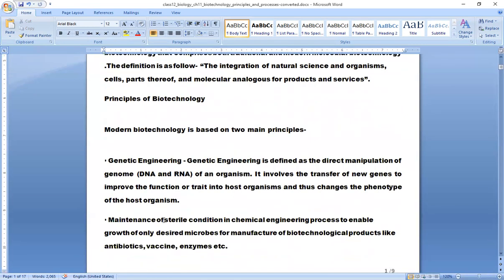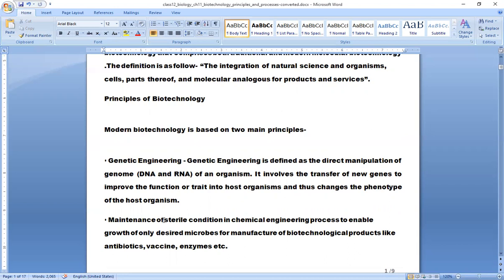Genetic engineering means whatever genes you have, those genes are responsible for carrying out the functions of the organism, which involves DNA as well as RNA. Here it involves the transfer of new genes to improve the function. So in order to improve the functionality of a particular gene, genetic engineering is carried out. When we talk about genetic engineering, it is defined as the direct manipulation of the genome, that is the DNA and RNA of an organism.